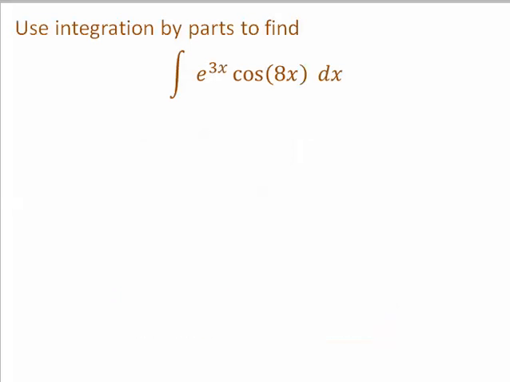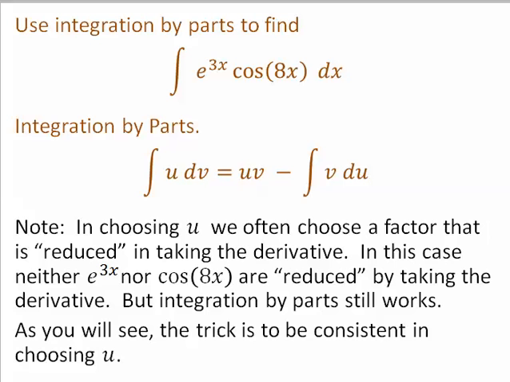8.1.24. Use integration by parts to find this integral. In choosing u, we often choose a factor that is reduced in taking the derivative. In this case, neither factor is reduced if we take its derivative. But integration by parts still works. As you will see, the trick is to be consistent in choosing u.